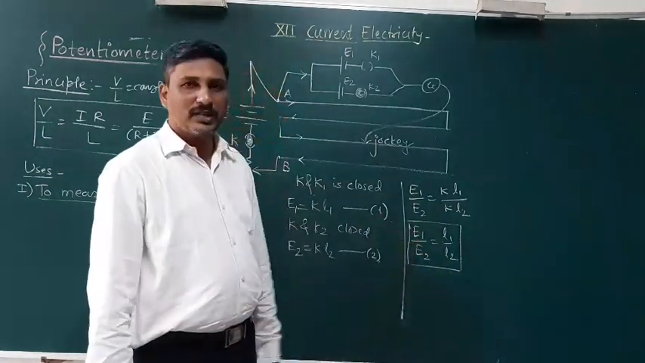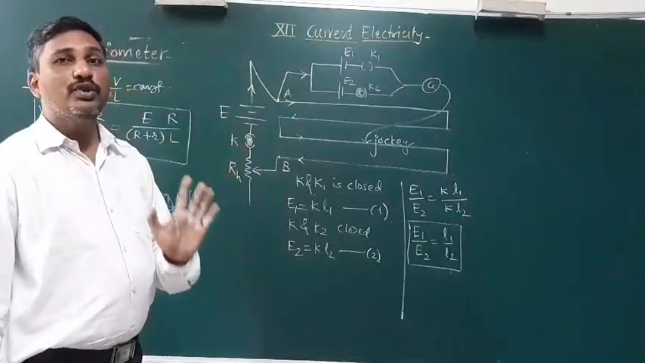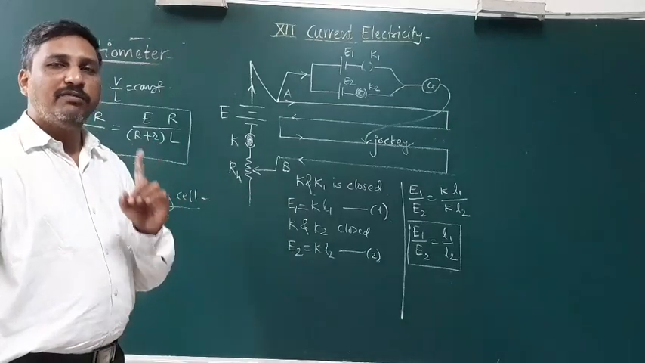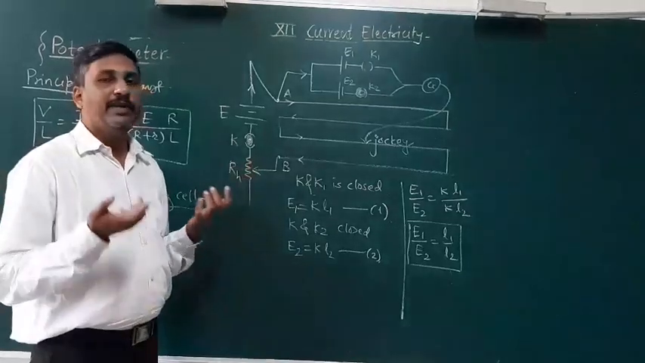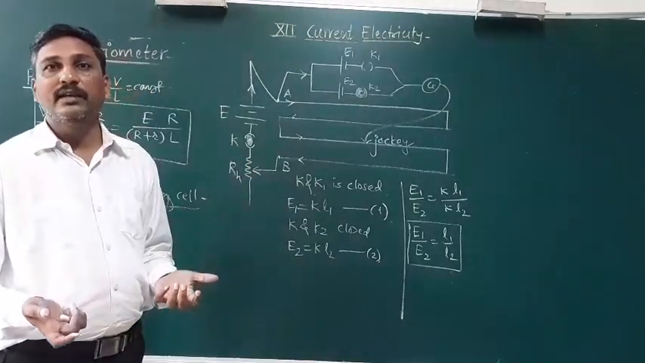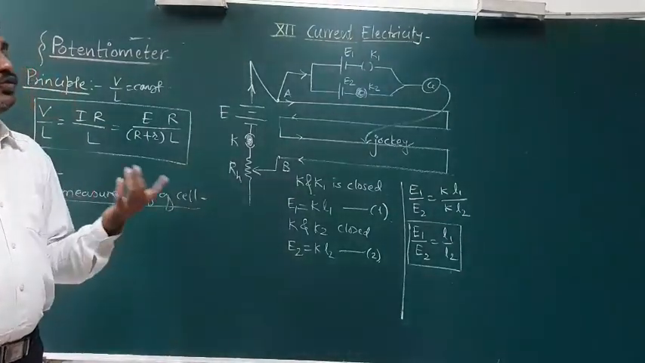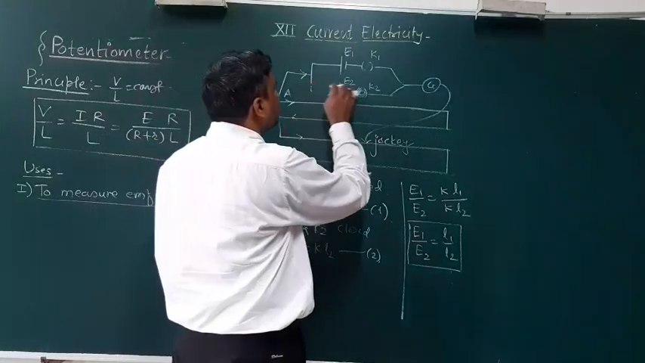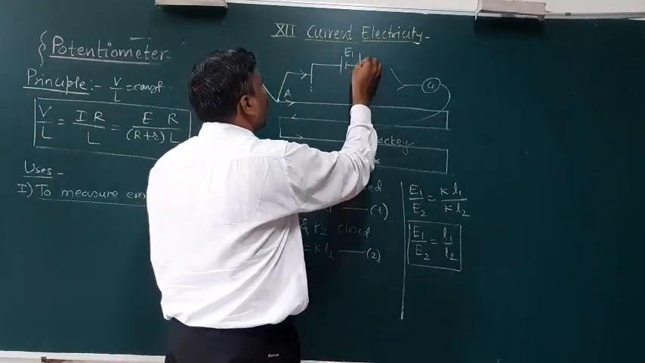It is the simplest method, where the cells are connected individually, because we can measure the balancing length of one cell at one time. Therefore, sometimes it is called cells connected individually. There is one more method where the two cells are connected at the same time. For example, just see here.